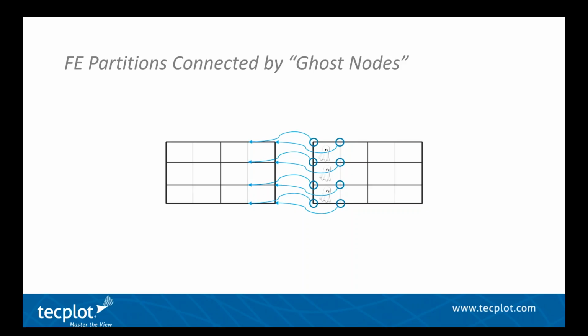The ghost nodes are really the key, and this is where you identify in one partition which nodes overlap nodes in neighboring partitions. This gives TecIO the information that it needs to put your zone back together again. Next slide, please.